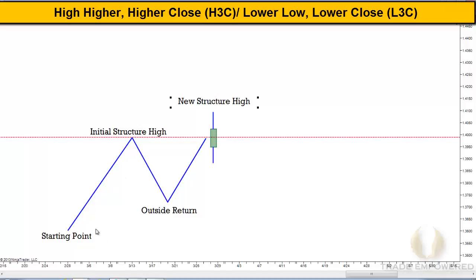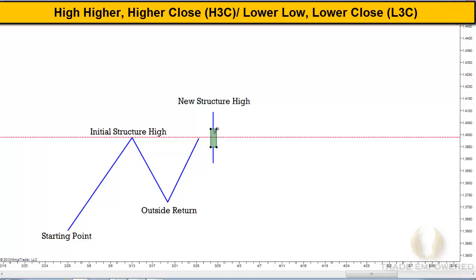So again, we have our starting point. We have our initial move up, creating our initial structure high. We then have our outside return. And remember, this outside return must complete higher than the starting point to be valid. So again, the candle must close above the starting point. Once we start to extend from our outside return and we begin to retest the level of our initial structure high, that's when we're going to look for our higher high, higher close candlestick principle.